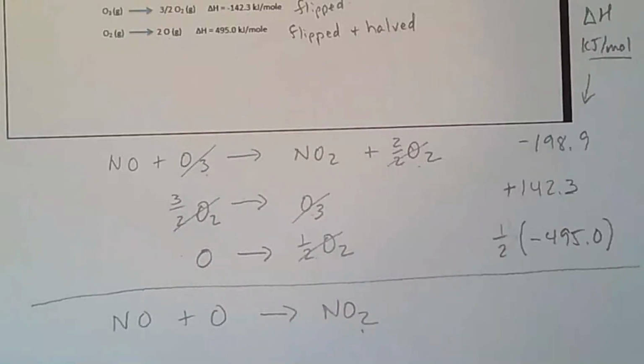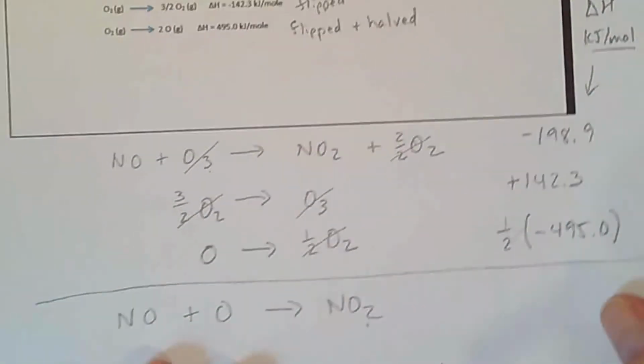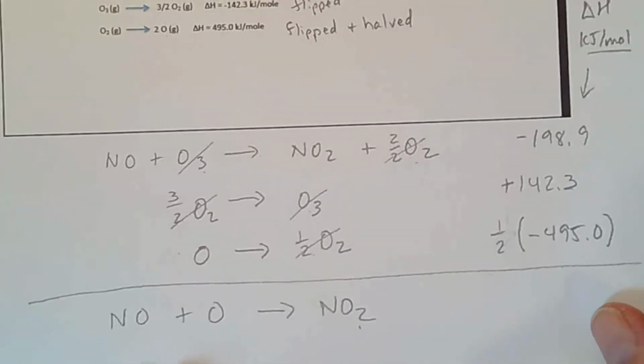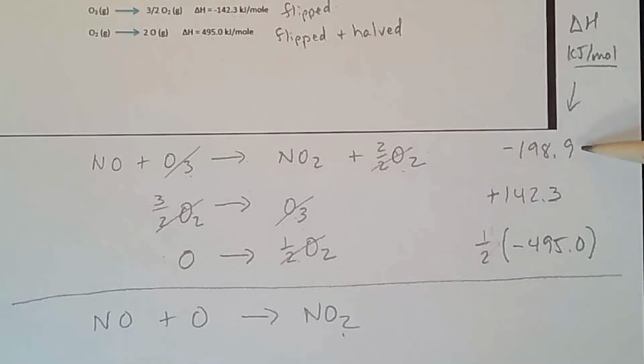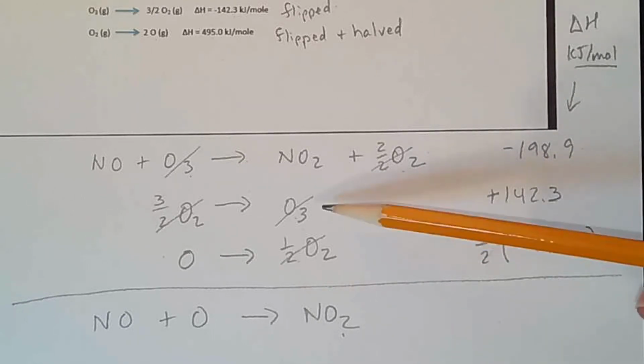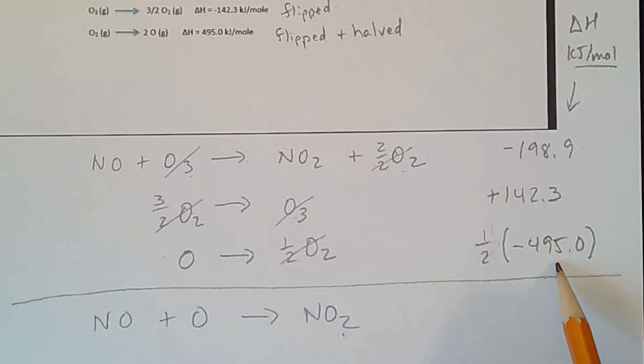Actually, maybe, here we go, maybe I can do it this way. So the very first reaction, I left it as it was. And I'm keeping a tally over here of my delta H's, negative 198.9. Then the second one, I flipped it so that it's backwards, and that gave me 142.3. Then the third one, I flipped it and halved it, so that gives me this value.